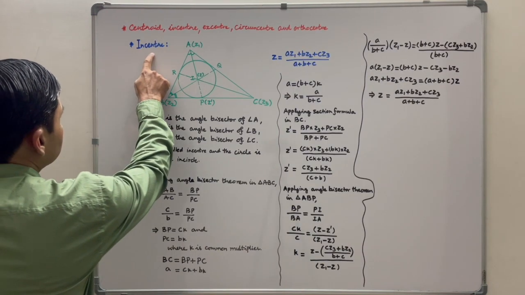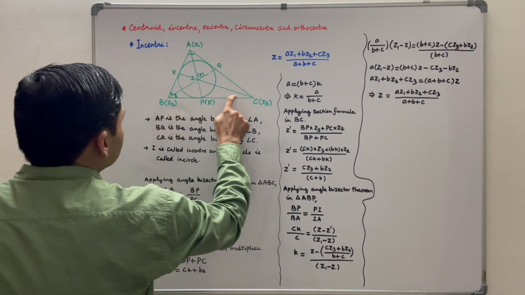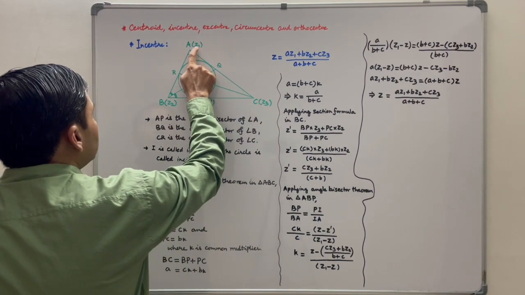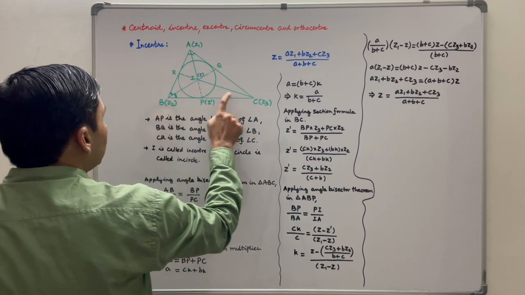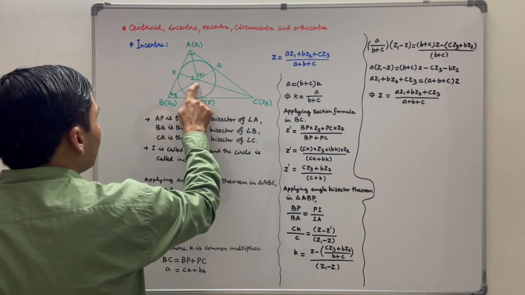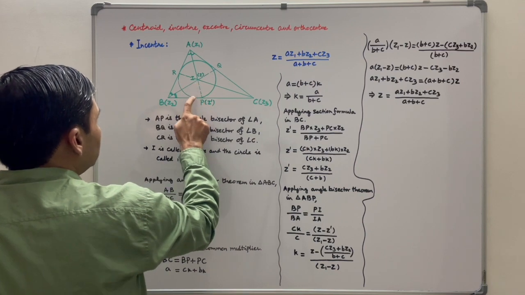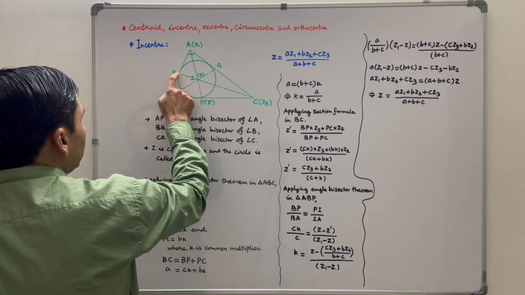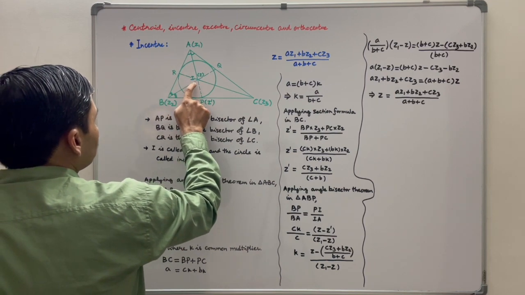Next one is incenter. Suppose ABC is a triangle whose vertices are represented by complex numbers z1, z2 and z3. Incenter is the point of intersection of angle bisectors. In this figure, AP, BQ and CR are angle bisectors. They intersect at point I.